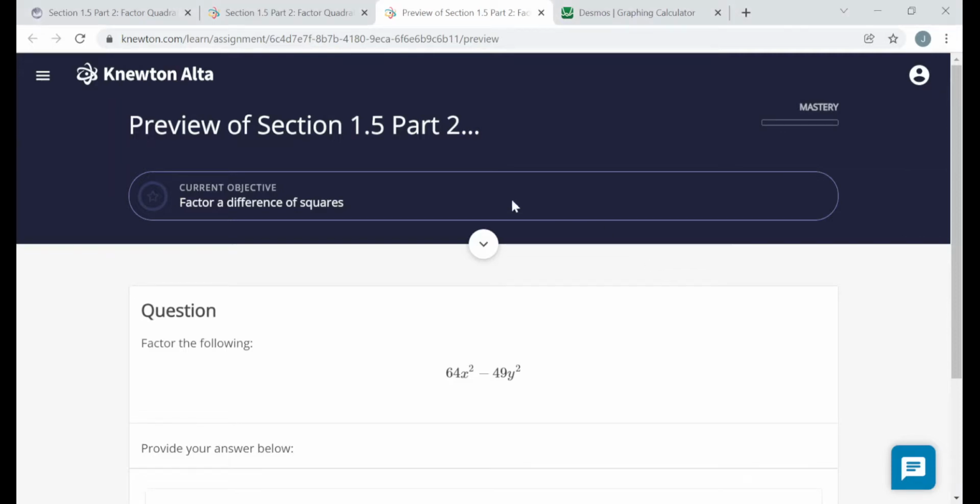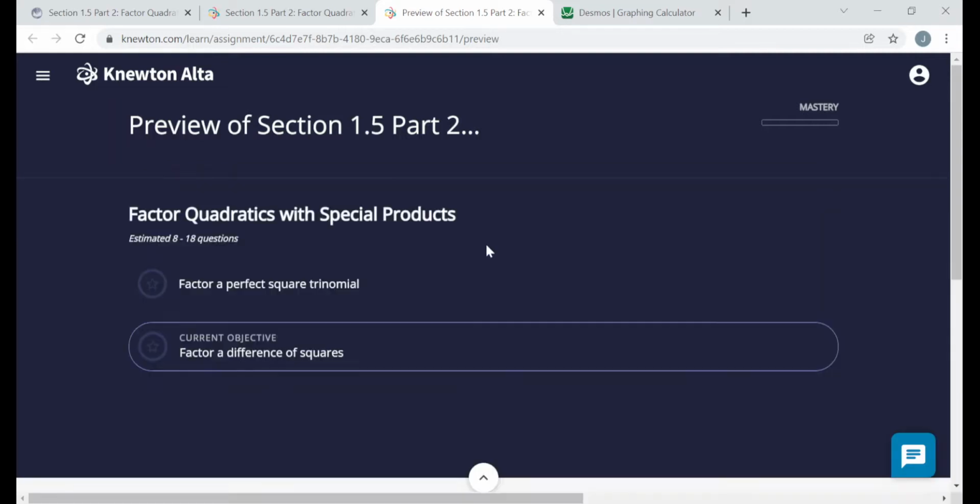Okay. So again, you're not going to see the word preview. You'll just see section 1.5 part 2 in the title. You've got your mastery bar telling you how far along in the assignment you've gotten. You have a question here with the current objective, the objective that this question is on. You can view all the objectives by hitting this down arrow and see your progress on each objective. Looks like there are only 2 objectives here.